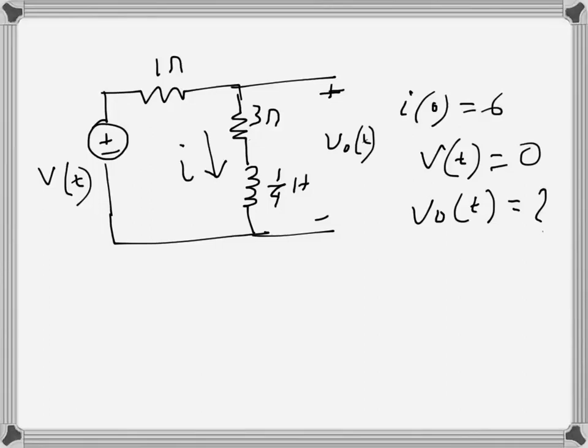This circuit says that the current I through the inductance, I0, is 6, so initially it's 6 ampere. The voltage Vt is 0. So what is the expression of VO(t)? VO(t) is the voltage drop across here, so this one and this one.